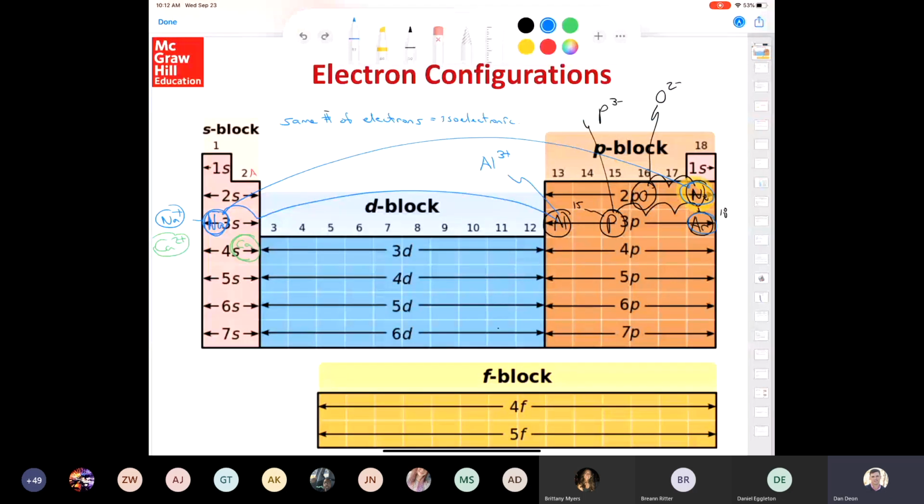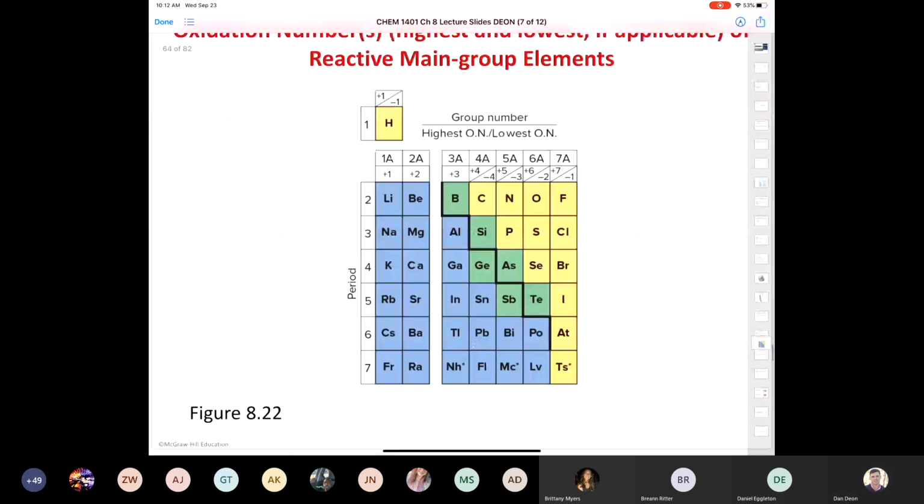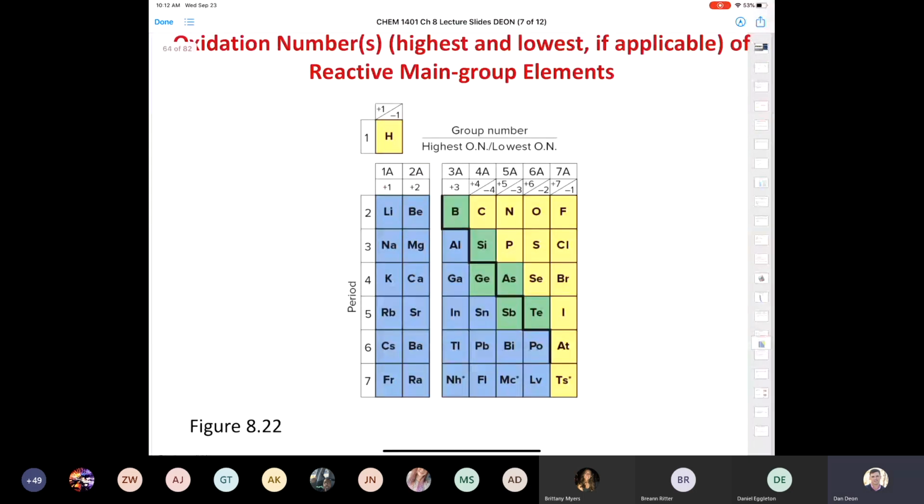Give me a thumbs up if you follow me on that. While you're answering me, I'll try to figure out where I was in the slides. Does anybody follow me on that? All right, great. What do you think? Is that kind of a cool concept or what? Becoming isoelectronic with a noble gas. Yeah, anyhow.